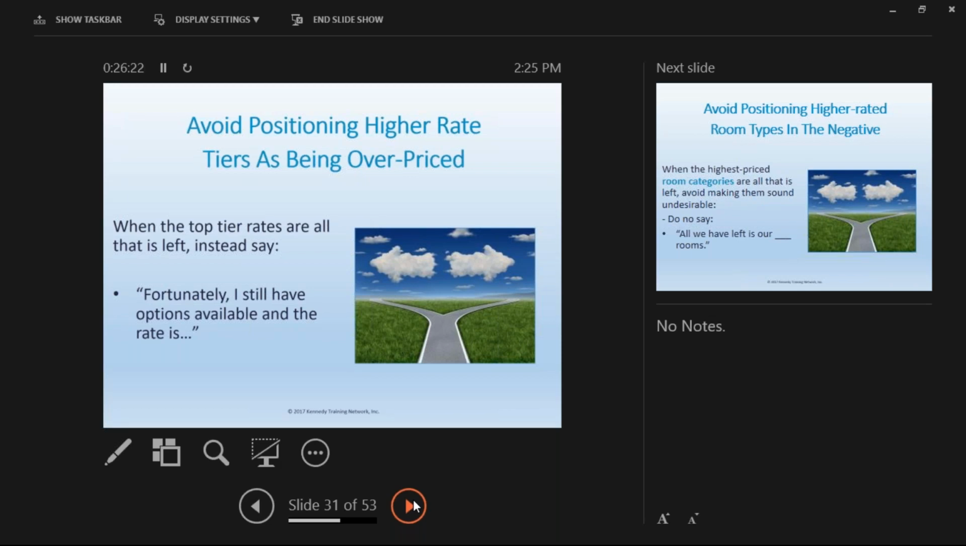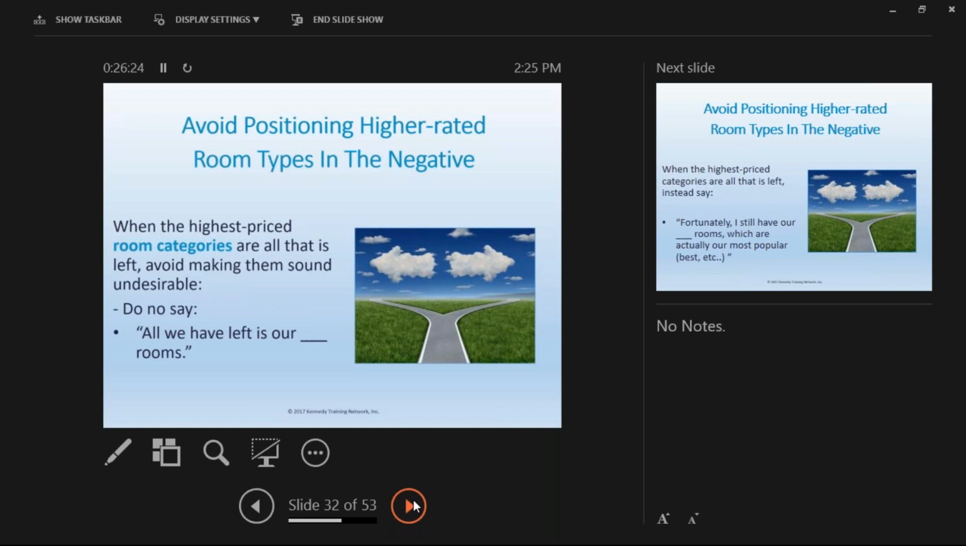Instead, say, fortunately, you still have it. Similarly, sometimes it is a rate category. Okay. So now we're checking availability, and guess what comes up? It's either going to be 1 or 2 room types. It's either going to be that top floor suite overlooking the view, or it's going to be that minimum room with no view next to the elevator overlooking the parking lot, okay?